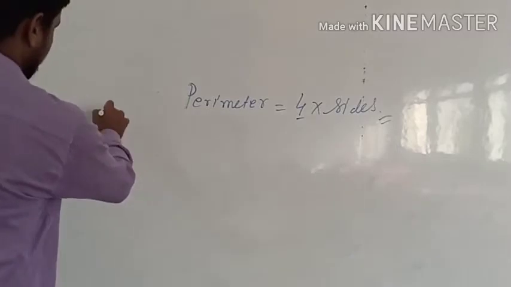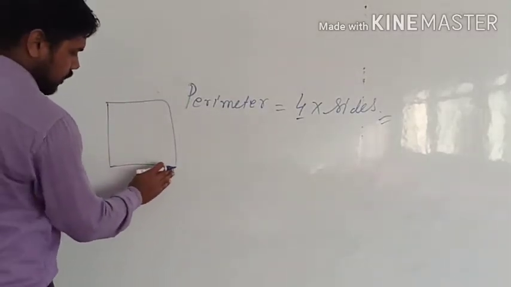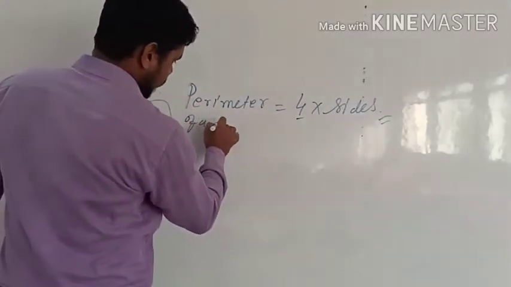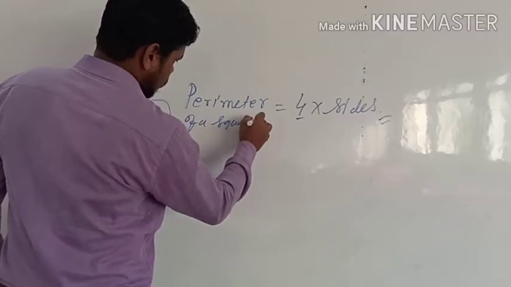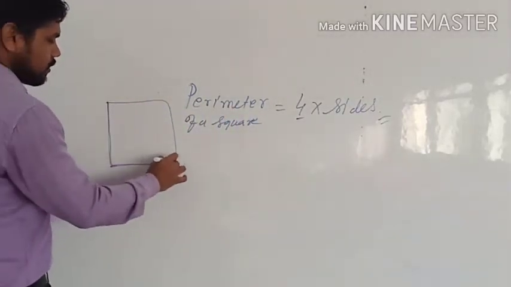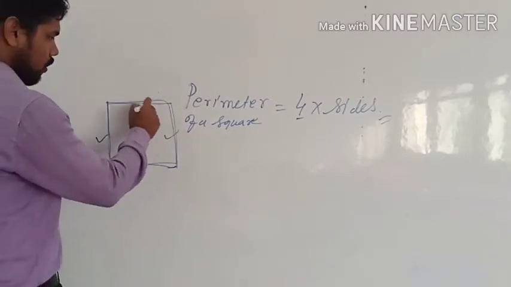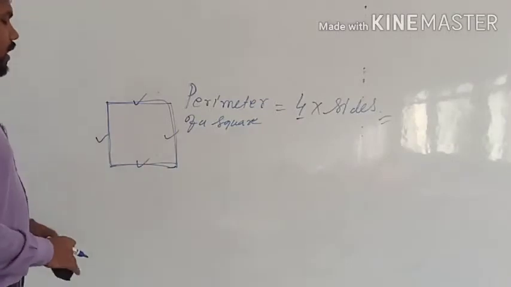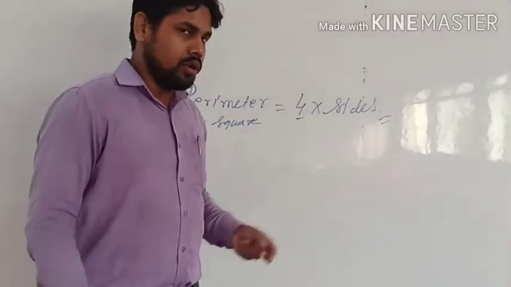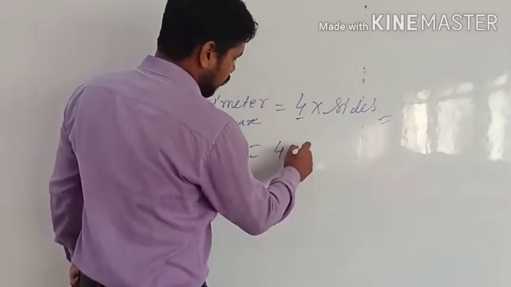Suppose this is a square, and I am talking about the perimeter of a square. So you can write perimeter of a square is equal to. Here you can see all the sides of a square are equal. That is why, instead of adding, we have made it so that you just multiply by 4, and you can represent this as P is equal to 4 into S.